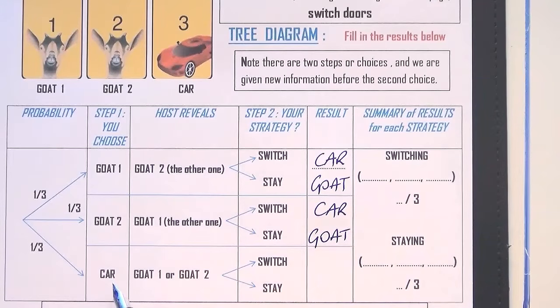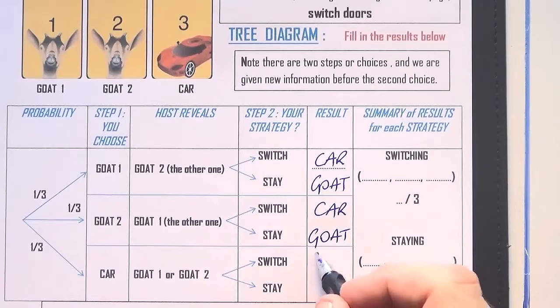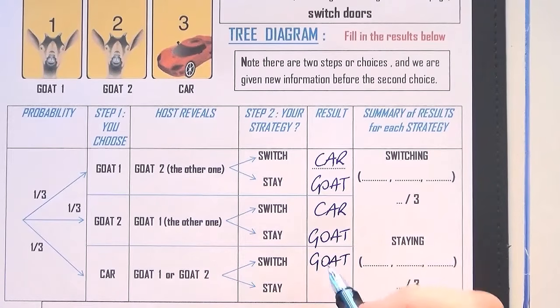Lastly, the contestant, unknown to them, chooses the car. Then the host shows them either goat 1 or goat 2. If they switch, they win a goat. But if they stay, they win the car.